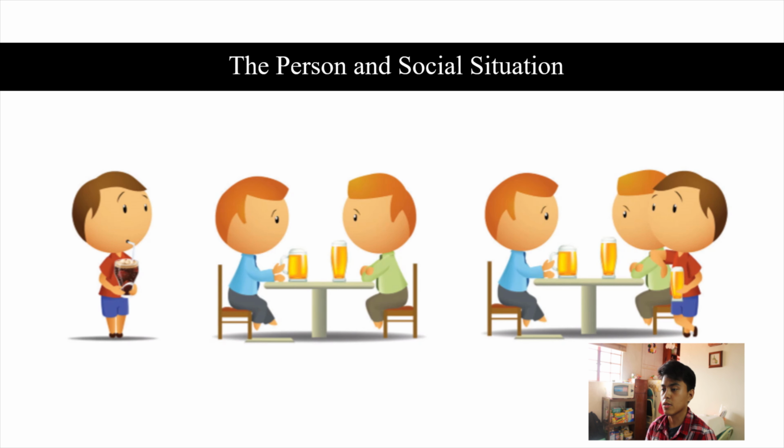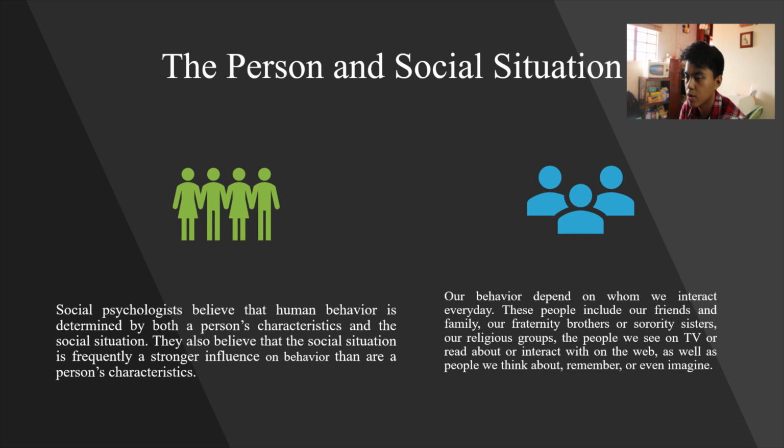So I'm going to discuss the person and social situation. Here in this figure at the left, you can see two persons drinking iced tea while the other one is drinking soft drinks such as Coke. But eventually, as time increases, the person drinking soft drinks will eventually drink iced tea as well. So what does this entail? The person's social situation entails that human behavior is determined by both a person's characteristics and the social situation.